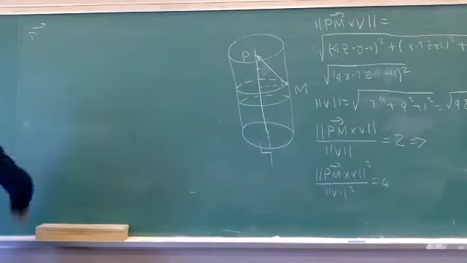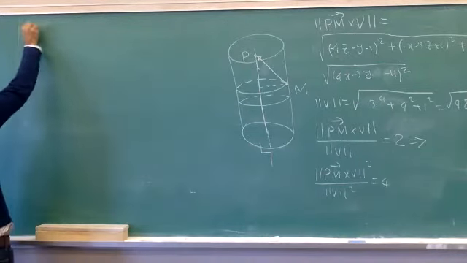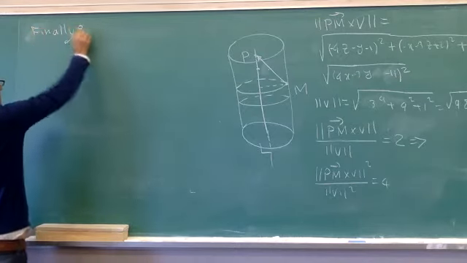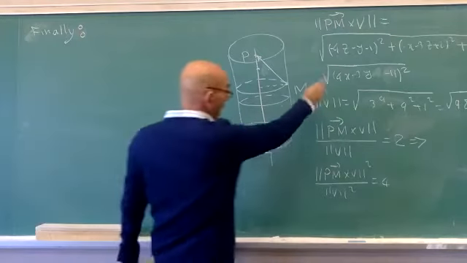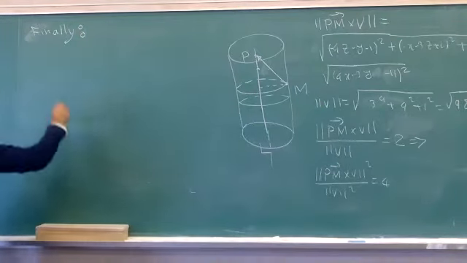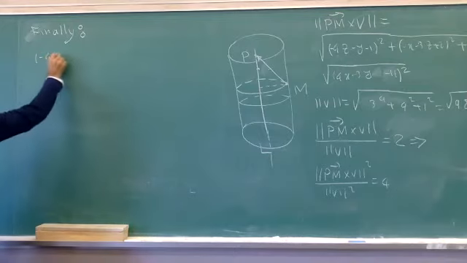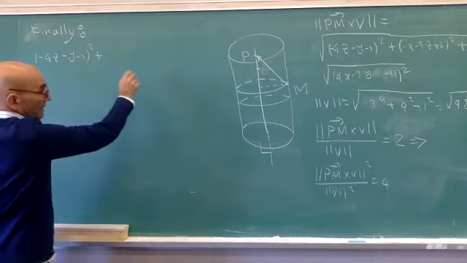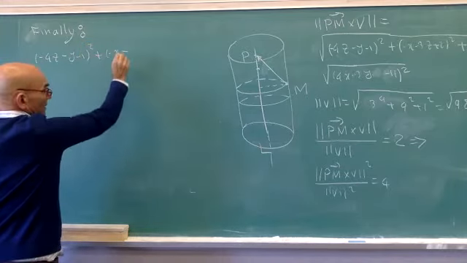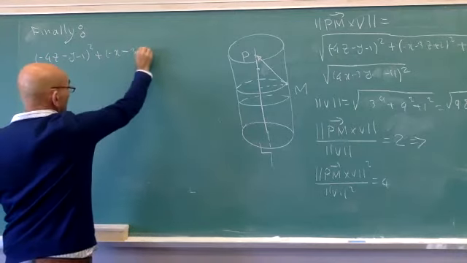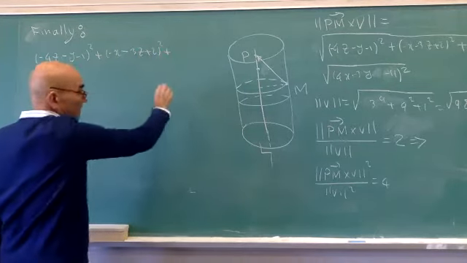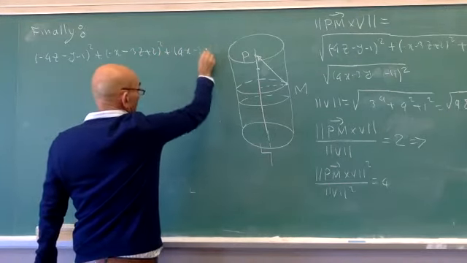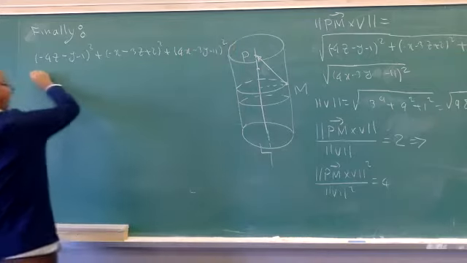So finally we get, now I don't want to simplify that. I just want to keep it like this: -4z, -y, -1 squared plus -x, -3z plus 2 squared plus 4x, -3y, -11 squared equal to.